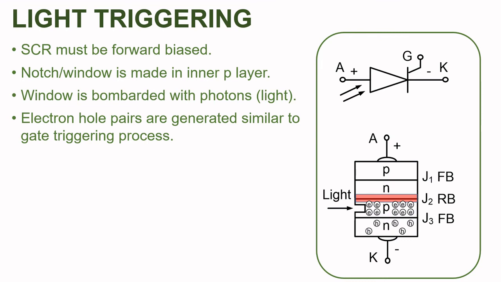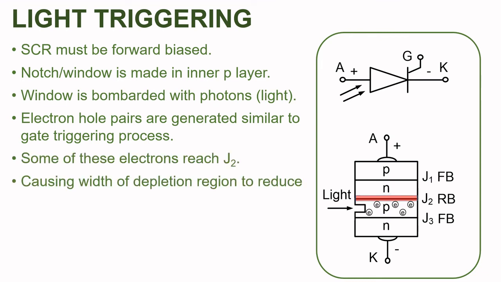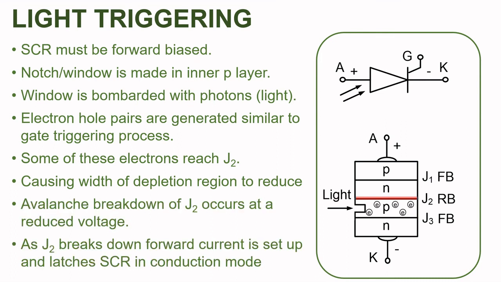As inner P layer is lightly doped, all these electrons will not recombine with the holes. Few of these electrons will reach junction J2, which leads to reduction in the width of depletion region. At the available voltage of anode to cathode, there is a chance that the depletion region will have an avalanche breakdown.